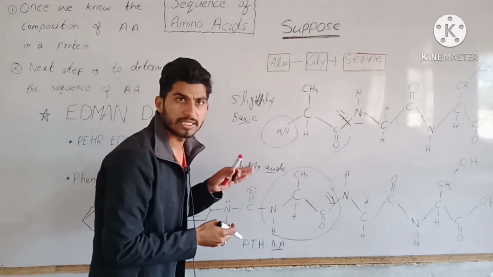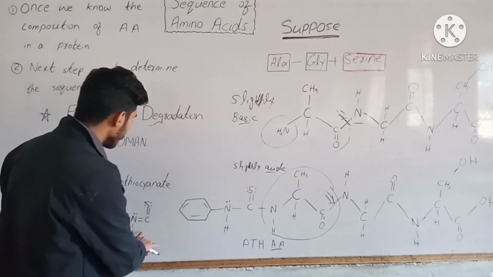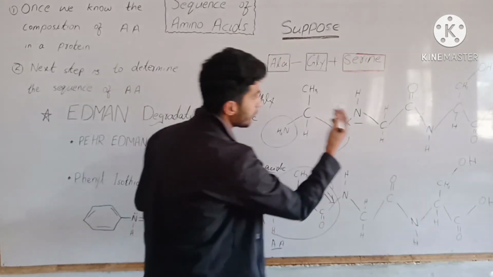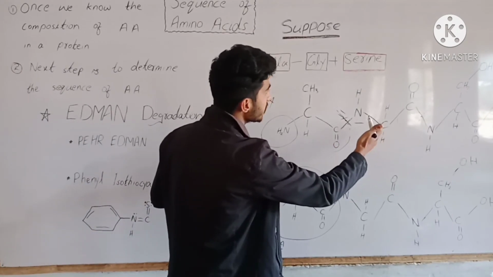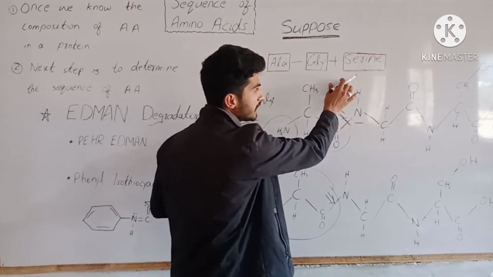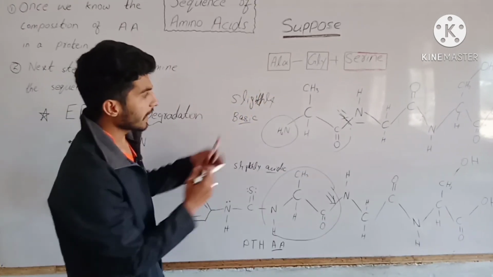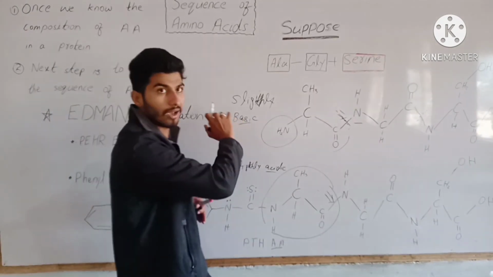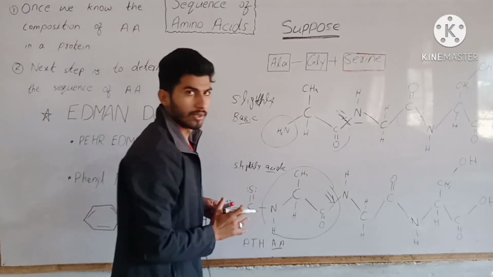or electrophoresis technique. Now we will again react phenyl isothiocyanate with the remaining polypeptide chain to determine the next amino acid which is present in that polypeptide chain. This process repeats again and again, and we label all the amino acids which are present in that polypeptide chain.